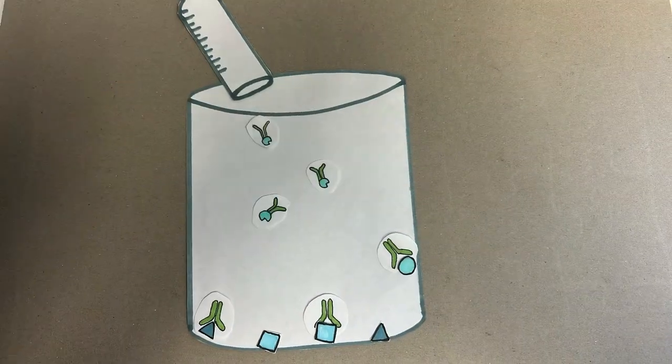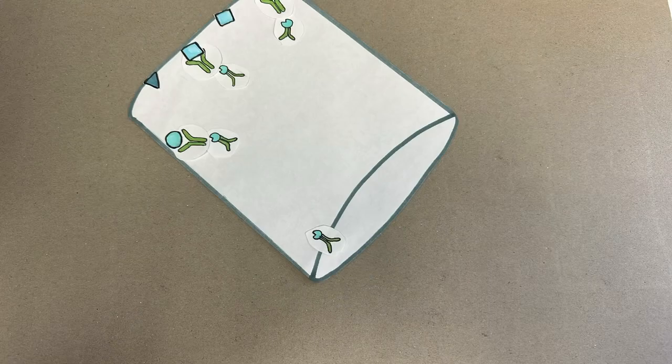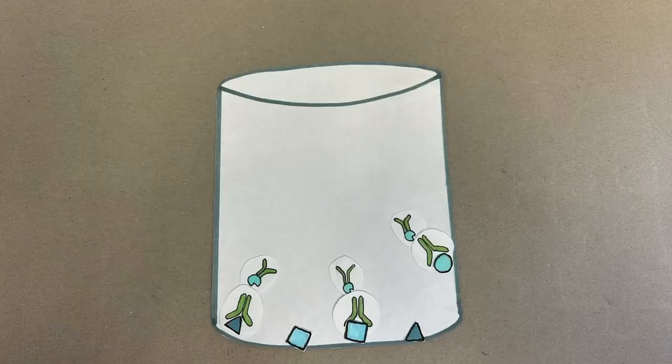The secondary antibody is then added to the wells. The enzyme-linked secondary antibody then binds to the primary antibodies. Any unbound secondary antibodies are then washed out of the well.